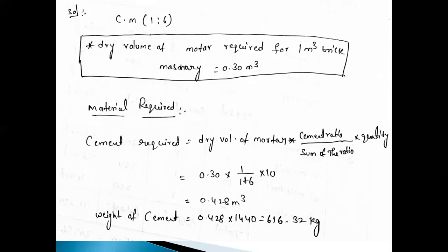Here given the brickwork. So first, the dry volume of mortar required for 1 cubic meter brick masonry is equal to 0.30 cubic meter. It is the dry volume of mortar. So first we calculate the quantity of the material. So write material requirement. Here the ratio is 1:6. Here 1 is the cement, 6 is the fine aggregate, meaning sand.